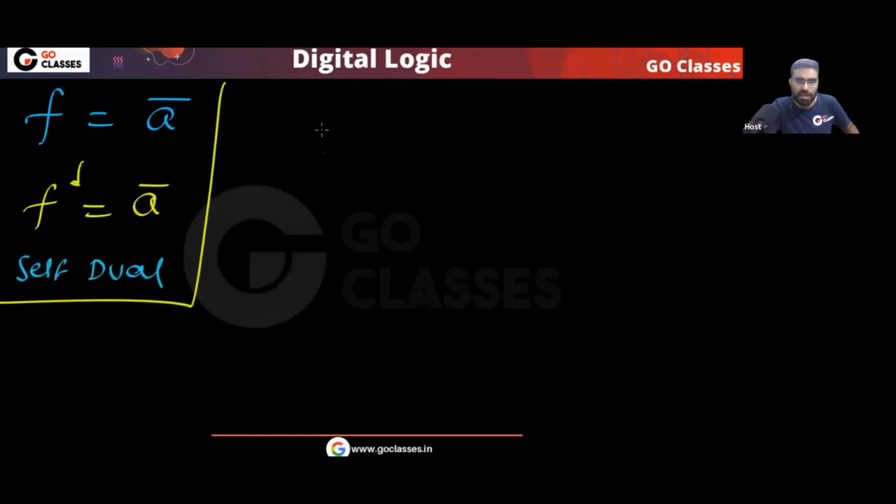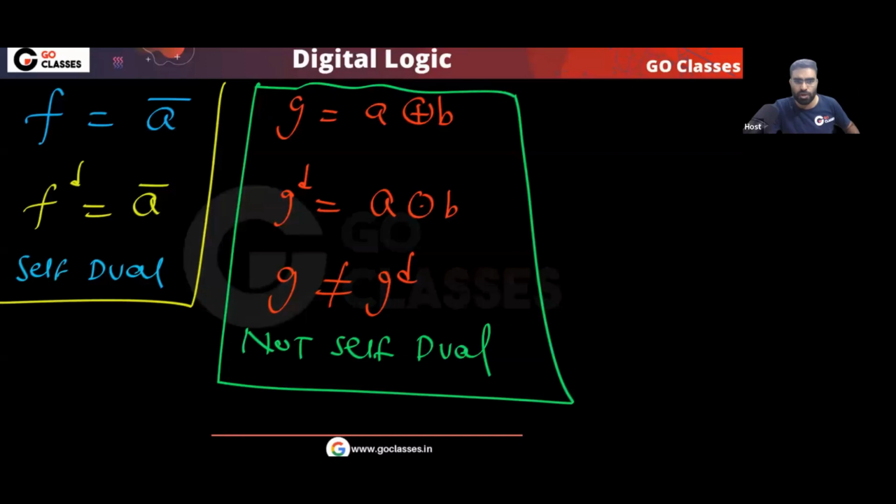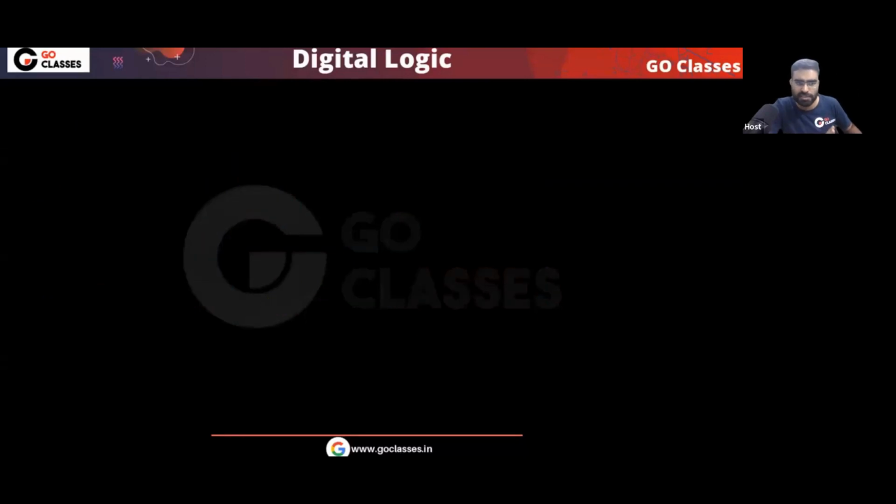But if I give you this function, A XOR B, what is the dual of this? The dual of XOR is XNOR. So you can see G is not equal to G dual. So this function is not self-dual. Okay, very simple idea. This concept of dual we have already seen in our lectures.